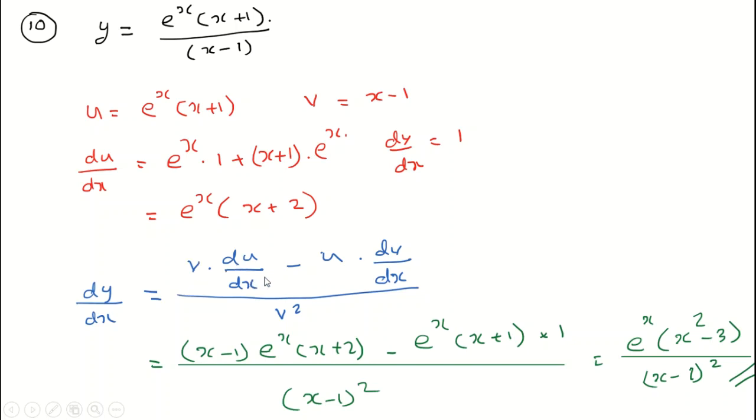Then apply in the formula: (x minus 1) times e to the power x (x plus 2), minus e to the power x (x plus 1) into differentiation of this, which is 1. So you can simplify this as this. Take e to the power x out.